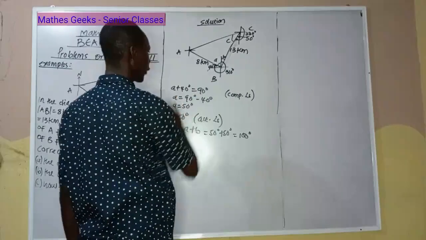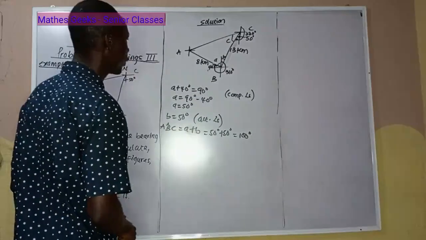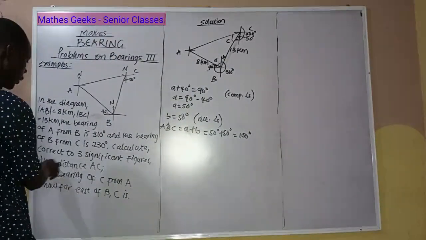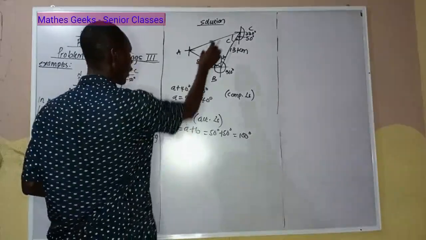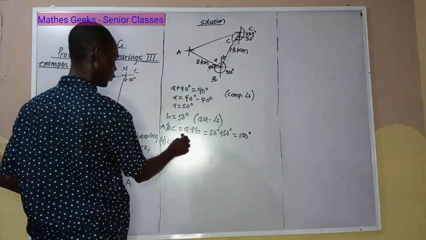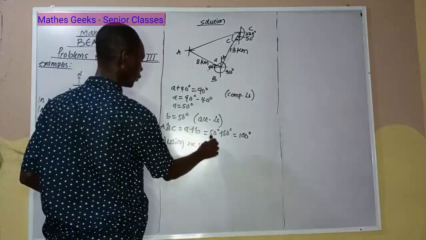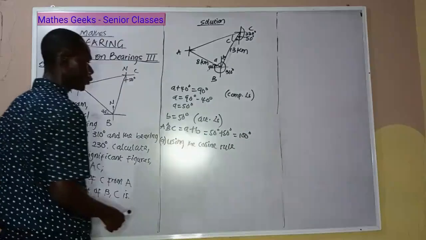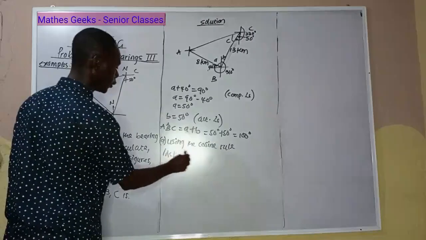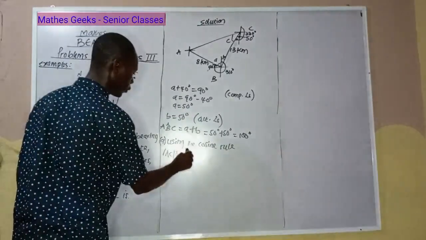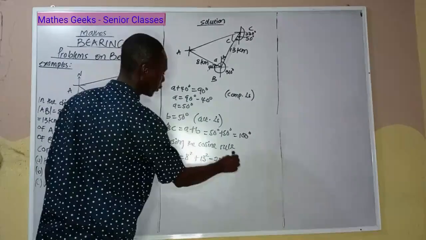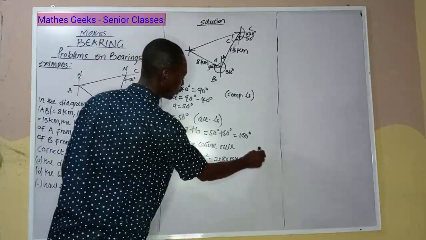First, using the cosine rule, we can get AC, which is what question A says we should get, the distance AC. So we have one included angle and two sides. Using the cosine rule, line AC squared is equal to 8 squared plus 13 squared minus 2 times 8 times 13 times cos 100 degrees.